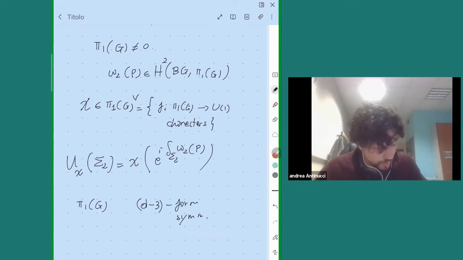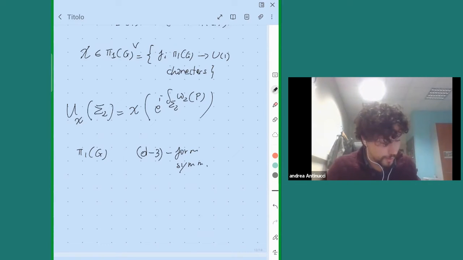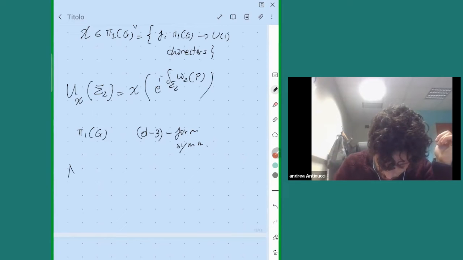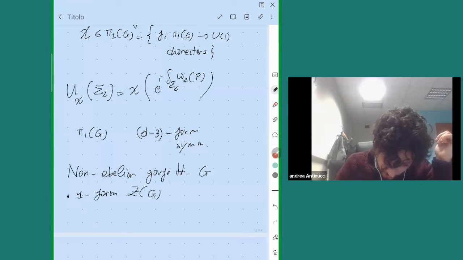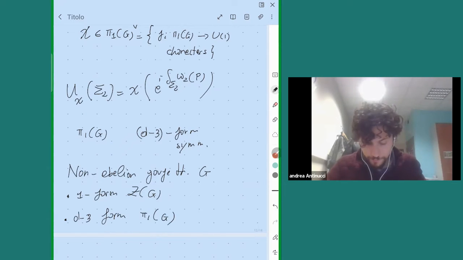Okay. So the conclusion is that for non-abelian gauge theories, which will be basically the subject that we will study from here to almost the end, non-abelian gauge theories have a one-form symmetry given by the center, and a d-3 form symmetry given by the π1.